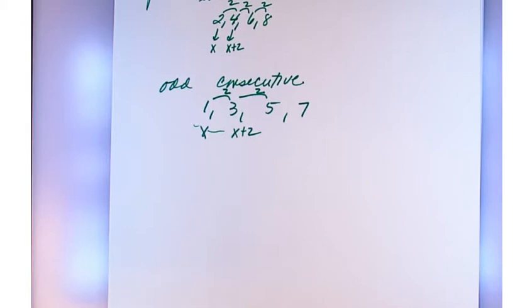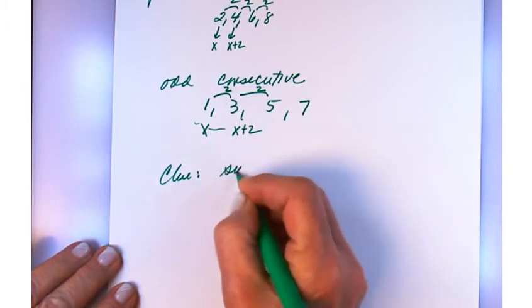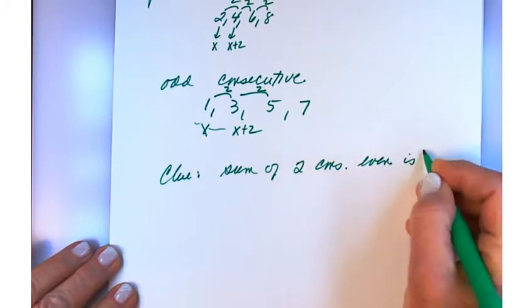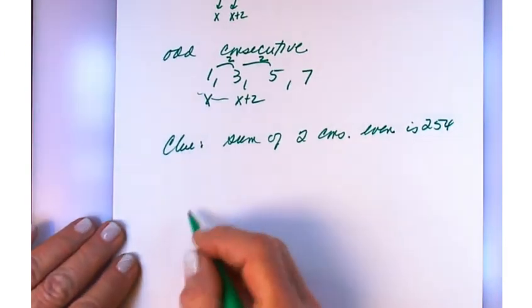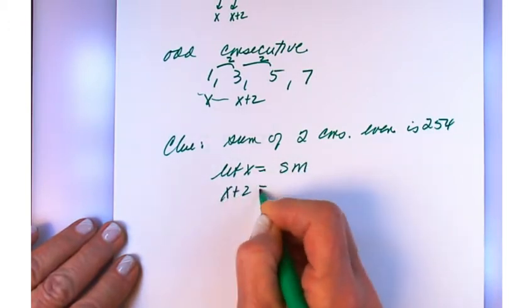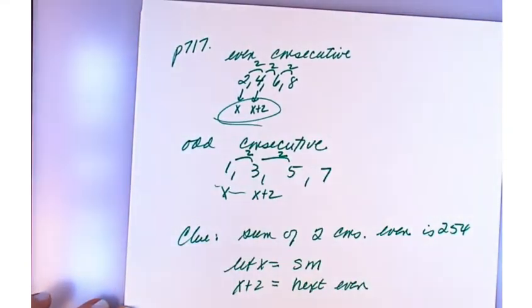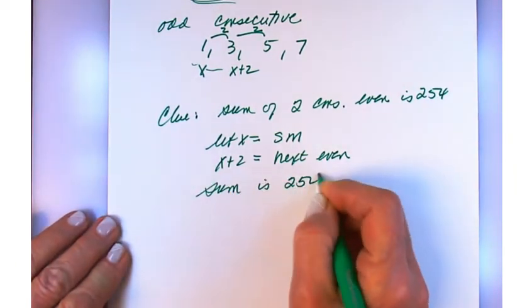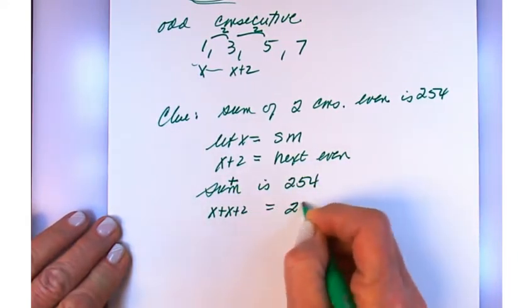So on 6A, look at the clue. The clue says the sum of 2 consecutive even integers is 254. So I'm going to let x equal the smaller. I'm going to let x plus 2 equal the next even, because that's what I said right here is x plus 2, and I'm given sum is 254. Sum tells me to add: x plus x plus 2 is 254.